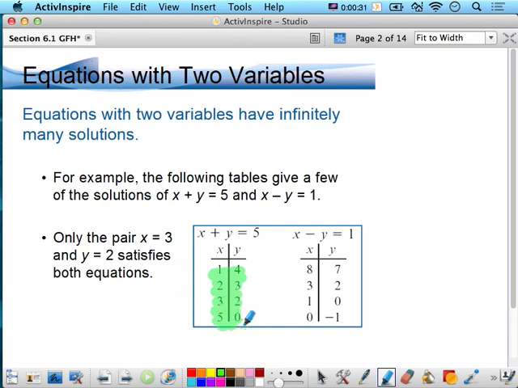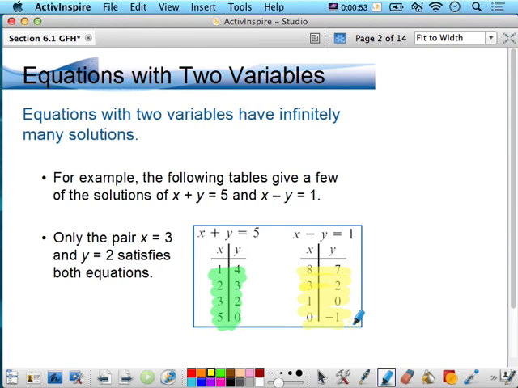1 plus 4 is 5, 2 plus 3 is 5, 3 plus 2 is 5, and 5 plus 0 is 5. And for the other equation, x minus y equals 1, 8 comma 7 makes it true, 3 comma 2 makes it true, 1 comma 0, and 0 minus negative 1. And we could come up with infinitely more of those. We could just generate one after another.